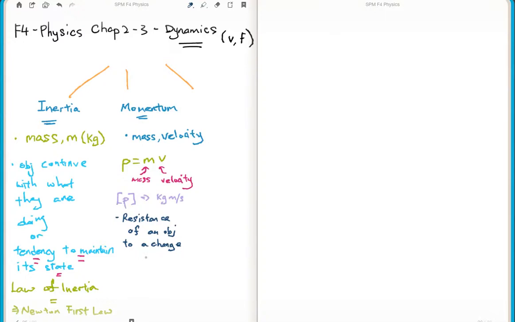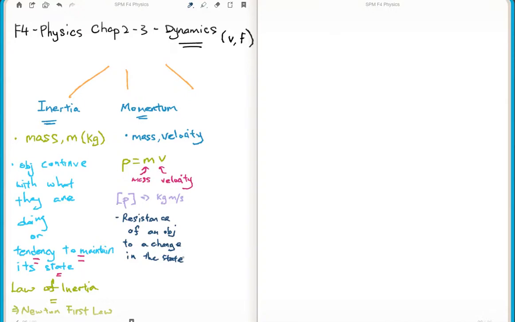In a state. Okay, so it's a resistance of an object. It seems that they are the same, but it is not. Yeah, inertia is a tendency to maintain a state. Momentum is a resistance of an object to a change of its state.